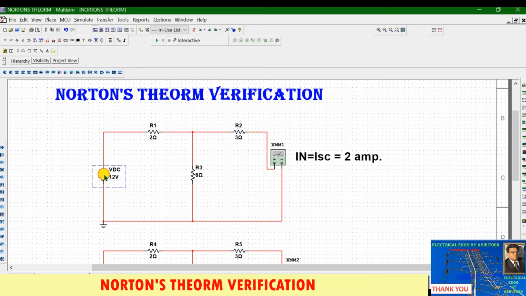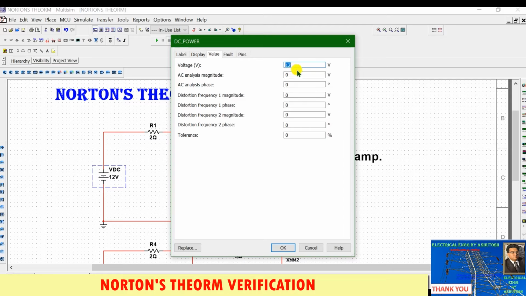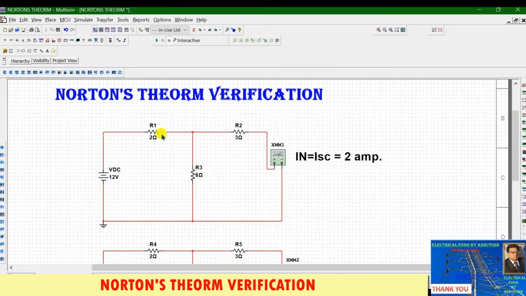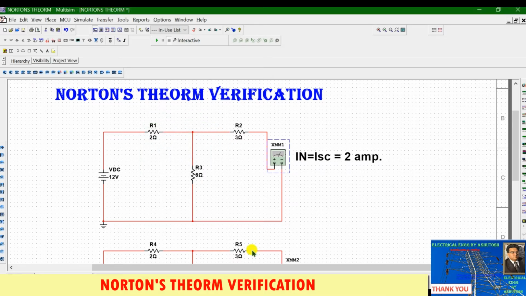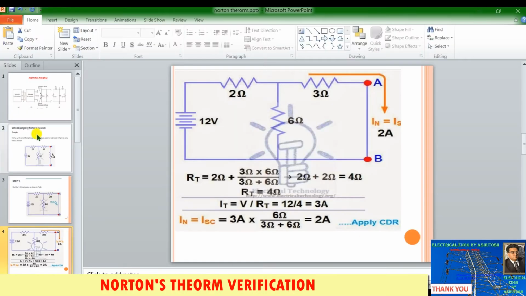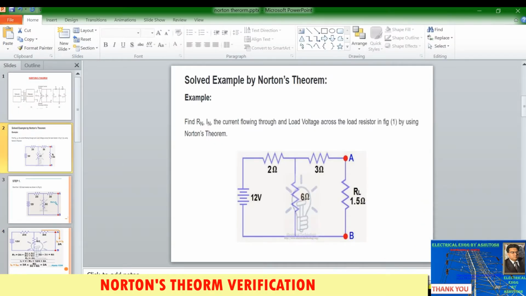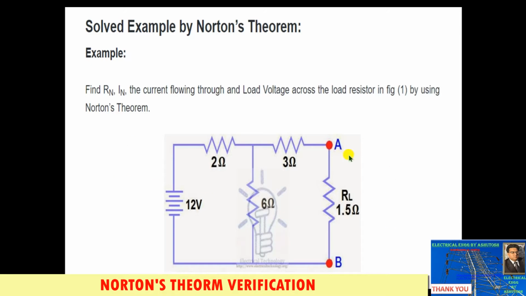I have taken a 12 volt supply, then the 2 ohm resistance is R1, this is R2, this is R3, and here are terminals A and B, where I have connected a multimeter, which is working like a meter. First we will go through our PPT and solve the problem step by step. So this was the problem.